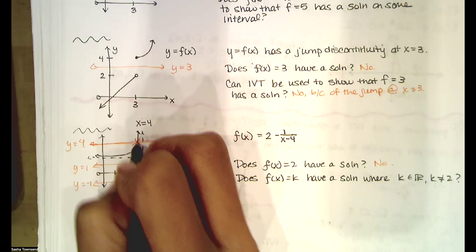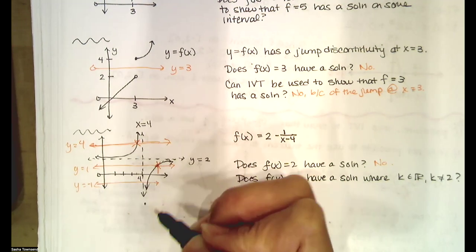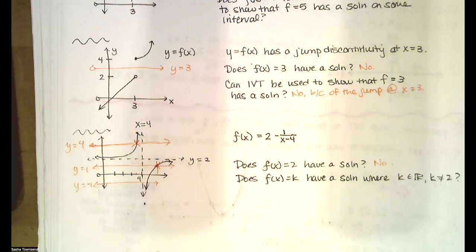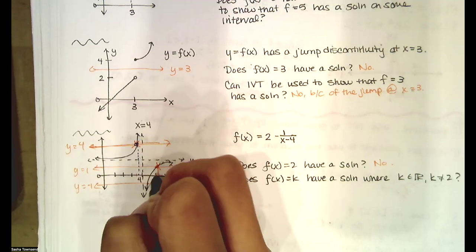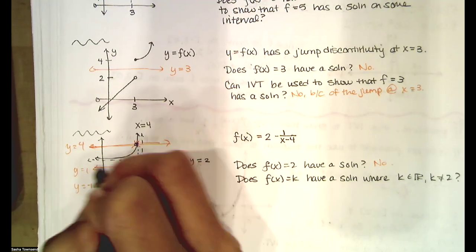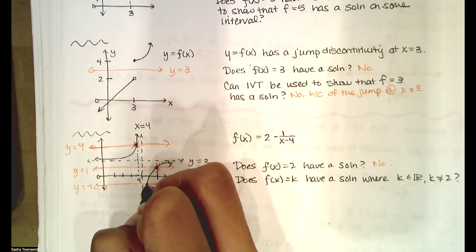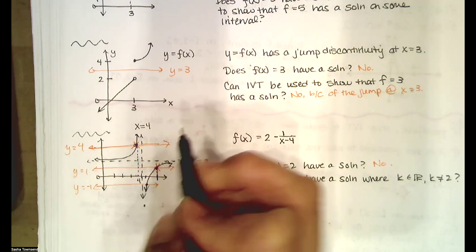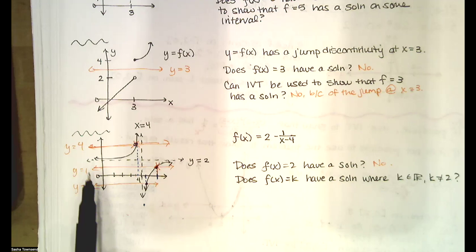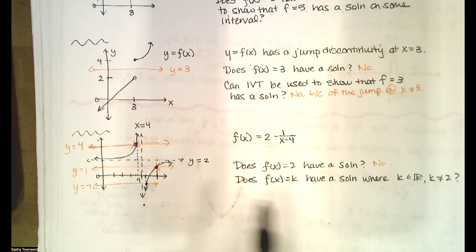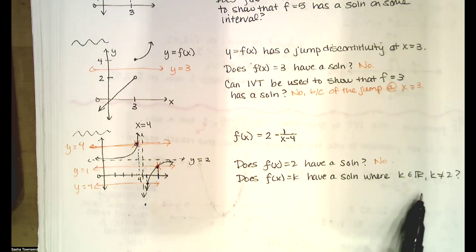There's an x value that maps to that y value. This x value is that one right there. The x value that goes with y equals 1 is that one right there. The x value that goes with y equals -1 is that one right there. So each of these y values has a corresponding x value. So f of x equals k does have a solution as long as k is not equal to 2.